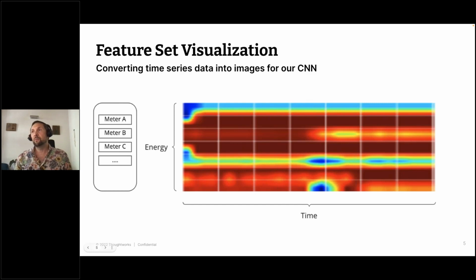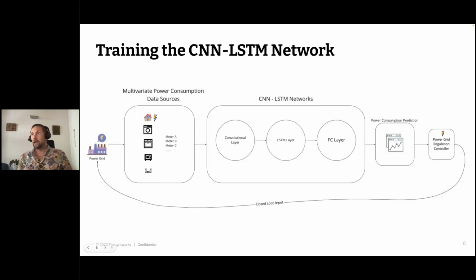But we can't stop there, right? Because we also have our LSTM and our FC layer. Once we have generated all of our images from our consumption data, we have all of our household appliances, and these are all of our features. Maybe each of the meters is a different type, like a washing machine, an air conditioner, or a heating unit.